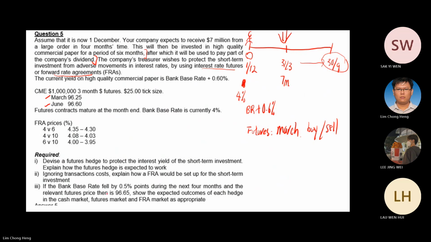Buy. If you don't know, then you read the question, they show you here. So buy. How many contracts? 7 million, for how many months? 6 months. Divide by 1 million times 3 months. So it is 14 contracts.